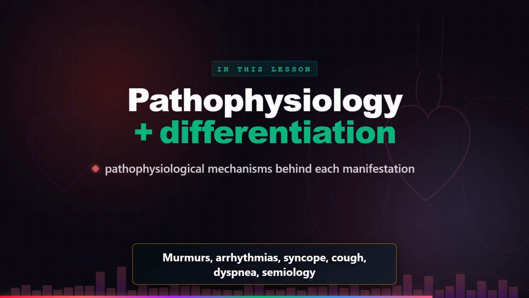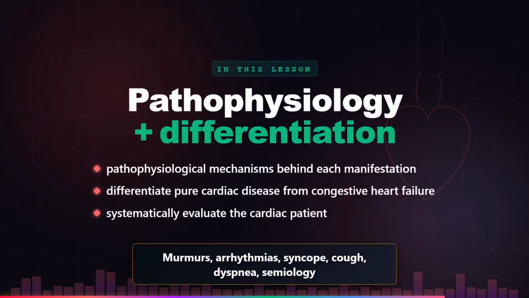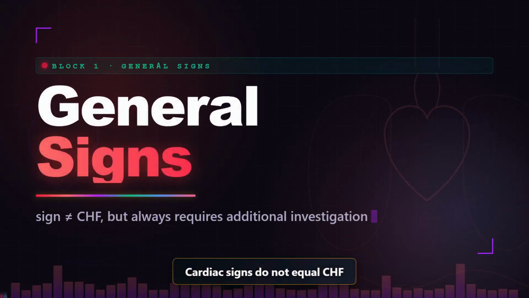We will cover the most specific signs, such as heart murmurs and rhythm disturbances, going through systemic manifestations like syncope, cough, and respiratory difficulty, and finishing with the complete semiological evaluation of the cardiac patient. Let's start with the general signs.